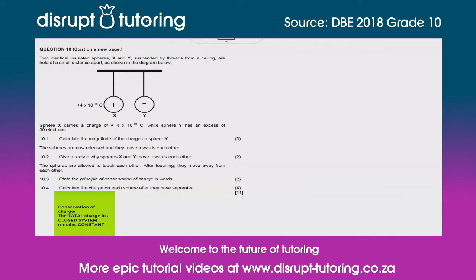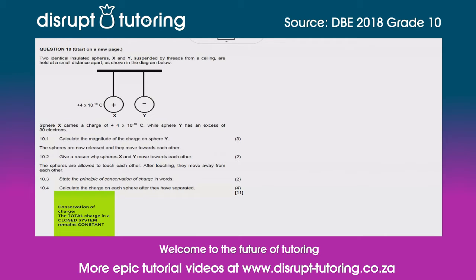Today we're dealing with the 2018 Grade 10 Physical Science paper, and this is question 10 on electrostatics. So the question says, two identical insulated spheres, X and Y, suspended by threads from a ceiling, are held at a small distance apart as shown in the diagram below. So we can see that X and Y are there.